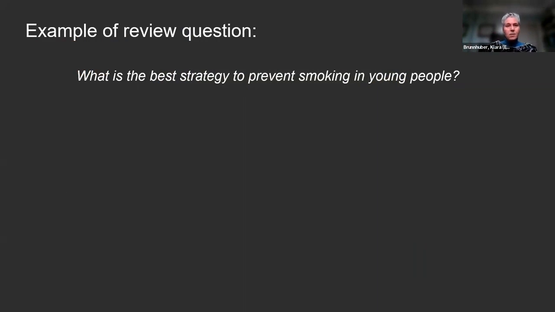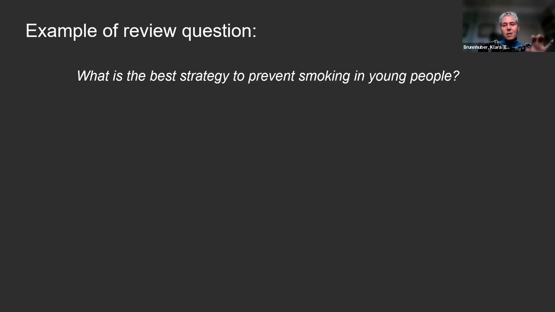So for example, here is a beautiful review question. What is the best strategy to prevent smoking in young people? It sounds okay, doesn't it? It talks about an intervention, so it's a strategy. It speaks about the population, in this case, young people, and it also talks about the outcome. So these would be strategies in order to prevent smoking. So we are edging towards a really great review question. But is that really the case?